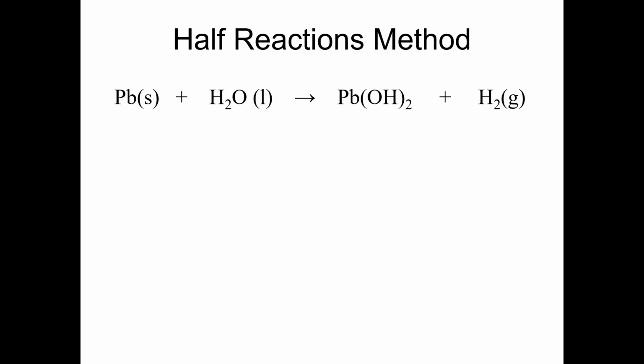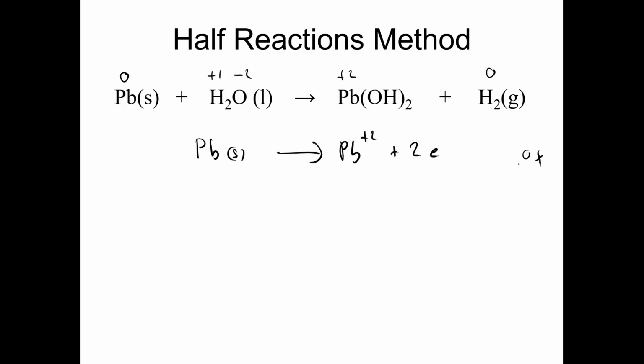This is the last one, I promise. Lead is 0. Water, there's nothing special here, +1 and -2. The hydroxide is -2, so lead's got to be +2. Now we know what our oxidation is, and here hydrogen is 0. So the oxidation is lead solid going to lead +2 and 2 electrons.